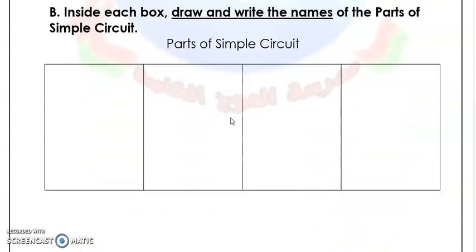And letter B. For letter B, there are 4 boxes here. Inside each box, you're going to draw and write the names of the parts of a simple circuit. I've made 4 boxes here, meaning you're going to draw the 4 parts of a simple circuit. You draw, and then after that, you give the name of the part that you have drawn.